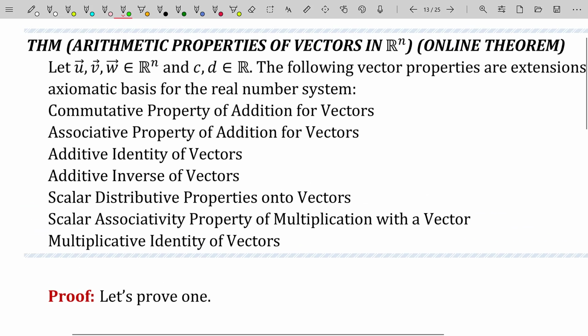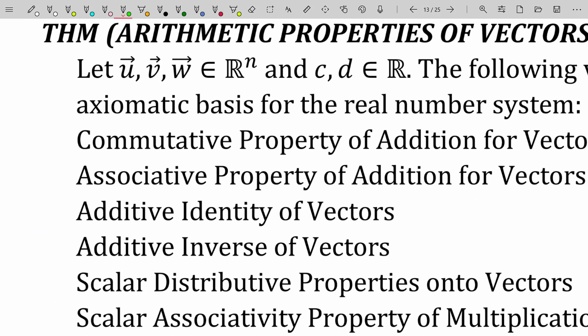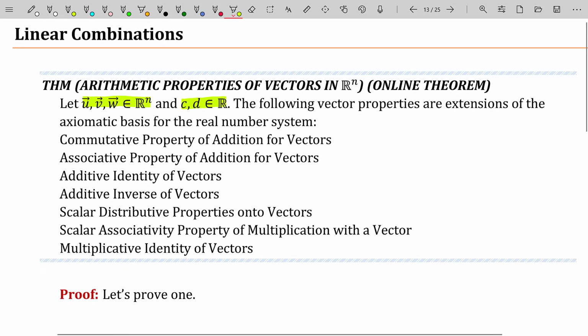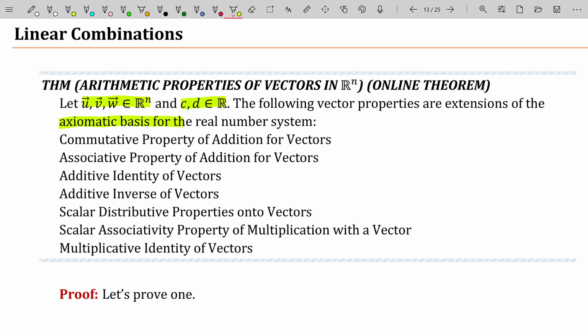We're going to let u, v, and w be vectors in Rn, and c and d be scalars from the real number system. The following vector properties are extensions of the axiomatic basis of the real number system. That is, these are just the rules that we use to play mathematics, and they should be hauntingly familiar from your arithmetic course many years ago.